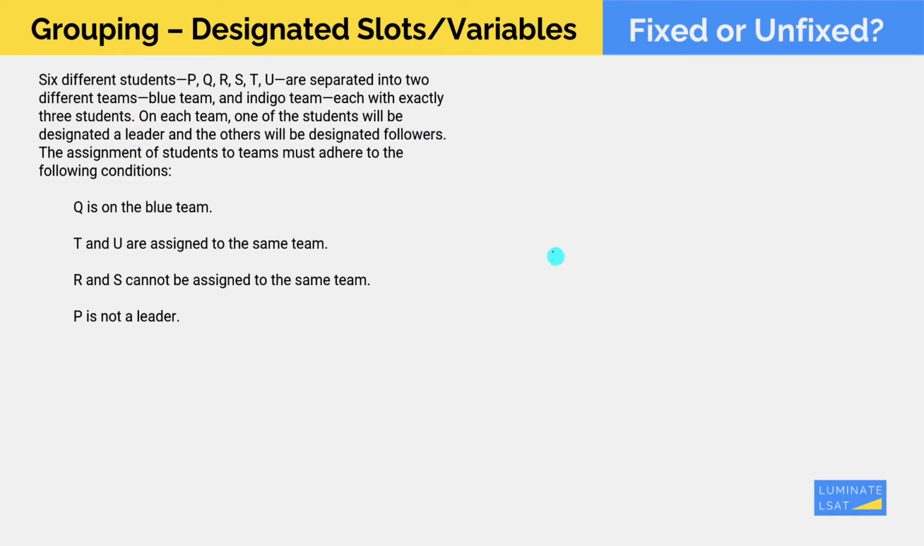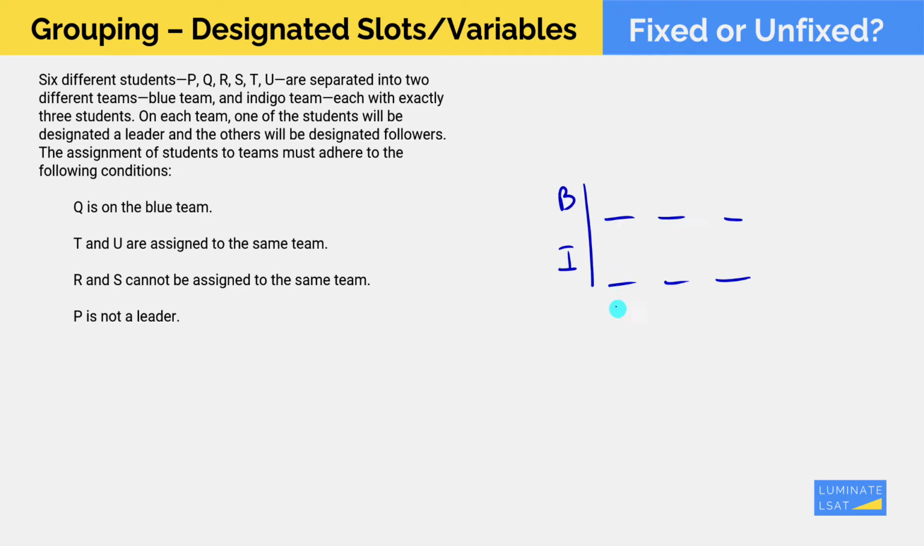So let me start with the basic setup here, which is we have two groups and each of these groups will get three people. But now how do we handle the fact that I have to designate one of the people in each group as a leader? Well, there are two potential ways to do that. One of them is to just write leader directly underneath or next to or above one of the slots in each group. So something like this is going to be the leader in the blue team and this is going to be the leader in the indigo team.